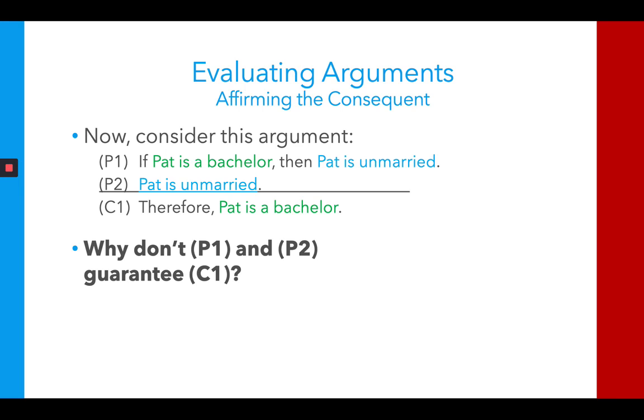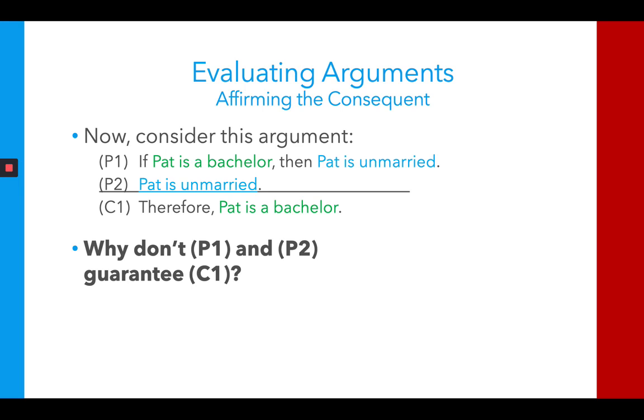Well, what's wrong is that even though it might be true that if Pat's a bachelor, then Pat's unmarried, and it might be true that Pat's unmarried, it could still be possible that Pat is not a bachelor. So it's possible for the premises to be true, but the conclusion to be false. So if we're trying to come up with counterexamples to show how it could possibly be true, premise 1 and premise 2 are true, but the conclusion's false, come up with some counterexamples. Who would Pat have to be in order to make the premises true and the conclusion false?